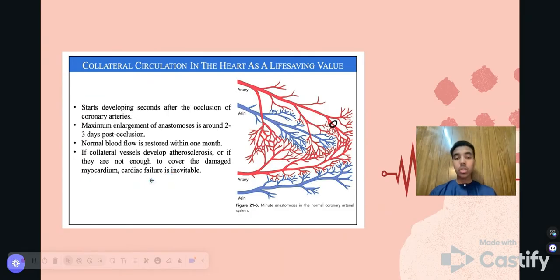That basically means that when you have a block over here, like at the start of the artery, which branches to a lot of other arteries, anastomosis may not be able to help that out, and you would get cardiac failure.